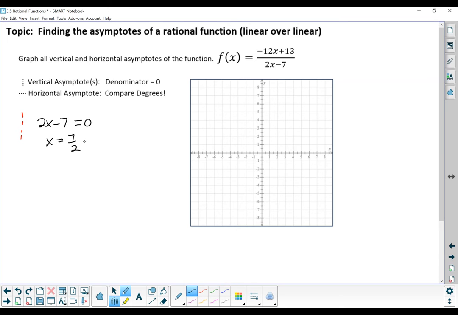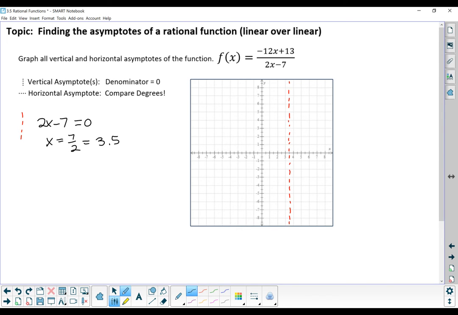If you're plotting these on a coordinate plane, which you'll have to, sometimes it's good to get the decimal equivalent of that. So 7/2 is 3.5. So we would place our vertical asymptote at 3.5. And in ALEKS, placing these asymptotes is very easy.